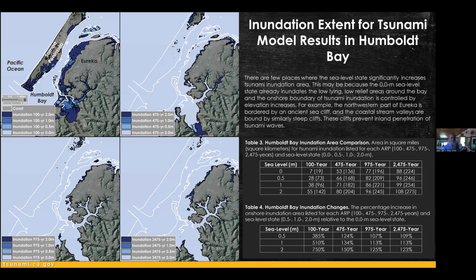There are a few places, so this is Humboldt Bay in Northern California, where the sea level state significantly increases tsunami inundation area. This may be because the 0 meter sea level state already inundates the low-lying, low-relief areas around the bay, and the onshore boundary of tsunami inundation is controlled by elevation increases. For example, the northwestern part of Eureka is bordered by an ancient sea cliff, and the coastal stream valleys are bound by similarly steep cliffs. These cliffs prevent inland penetration of tsunami waves.